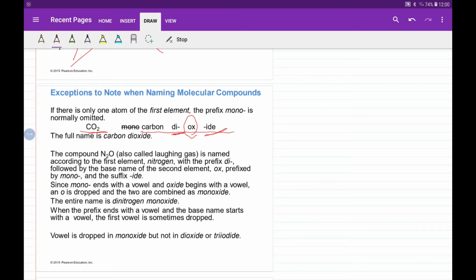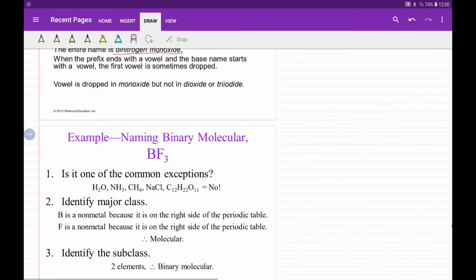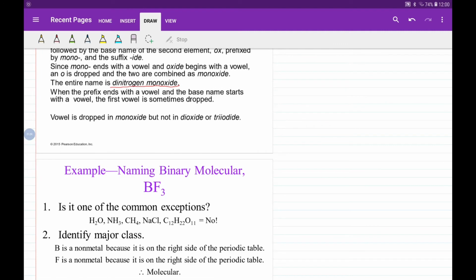You look at N2O, it is dinitrogen oxide. Now, you notice we didn't say monoxide. That's because that's the common name. Even though we should say dinitrogen monoxide, the common name is this. But we're going to keep it in this class. We are going to call it dinitrogen monoxide. Let's take a look at BF3.